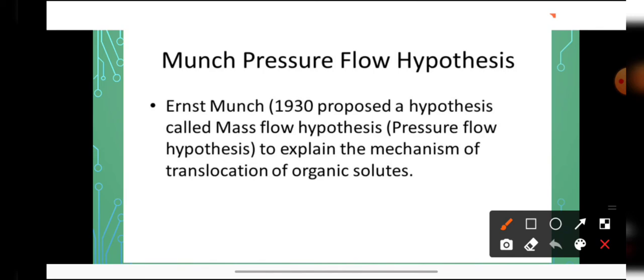So very important students, the mechanism of translocation was explained by various experiments or by various theories, but the most widely accepted is the Munch mass flow hypothesis, which was given by Ernest Munch in the year 1930. So he proposed a hypothesis which is known as mass flow hypothesis or pressure flow hypothesis to explain the mechanism of the translocation of organic solutes. So this is a very important hypothesis. So Munch, with the help of an experiment, proved the movement of the solute particles through the phloem and how they are moved from the source region to the sink region.